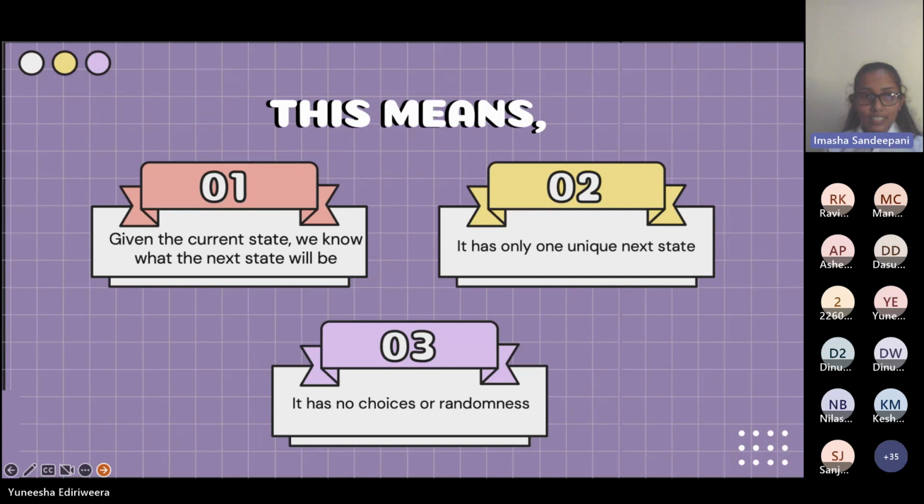This means in a DFA, given the current state, we know what the next state will be. When the current state is being transitioned to the next state, there will be no choices or randomness. The relevant current state will have only one unique next state. Next slide.